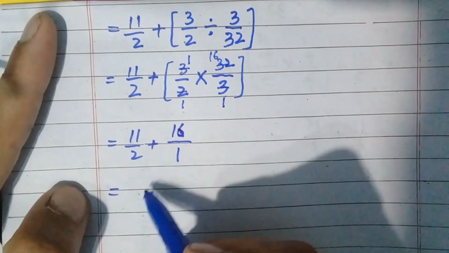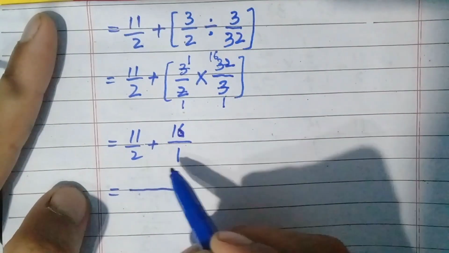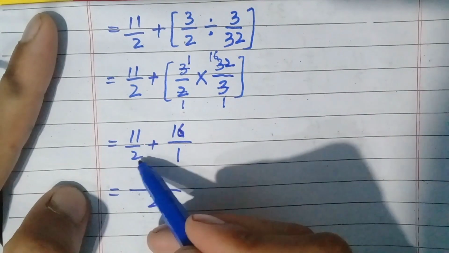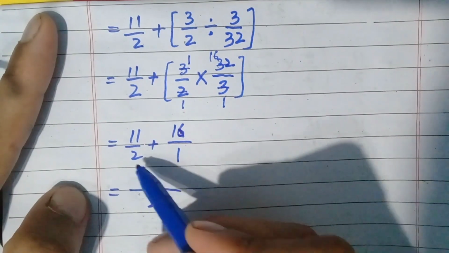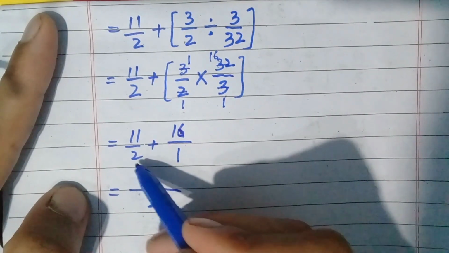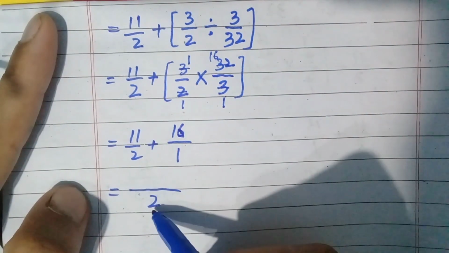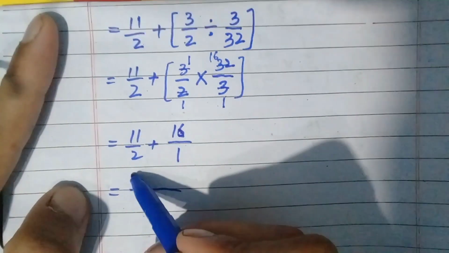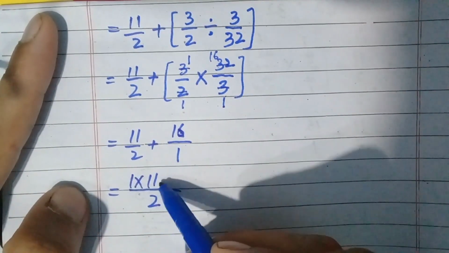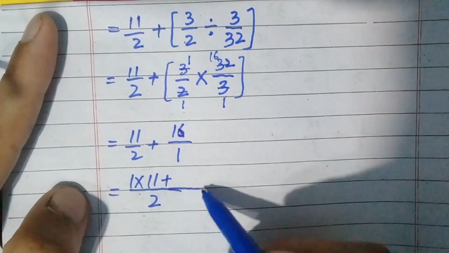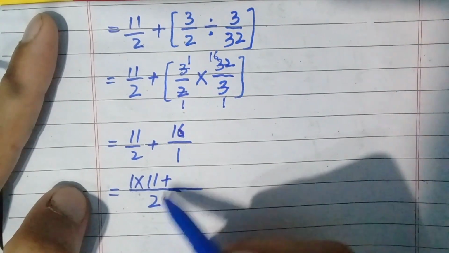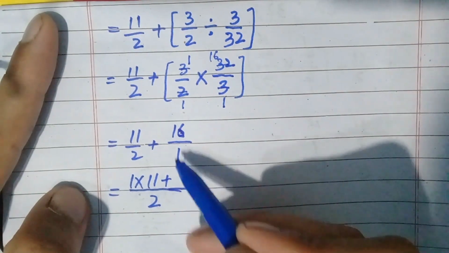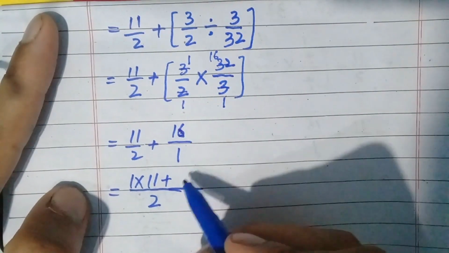So again we will take the LCM of 2 and 1. So the LCM of 2 and 1 is 2. Remember that the LCM of any number with 1 will be always the same number. So here LCM of 2 and 1 is 2. Again we will divide 2 with 2, which gives same 1. We will multiply 1 with this 11 here. Write down this plus here. Again we will divide this 2 by 1. So by dividing 2 with 1 gives 2. We will multiply 2 with 16 here.